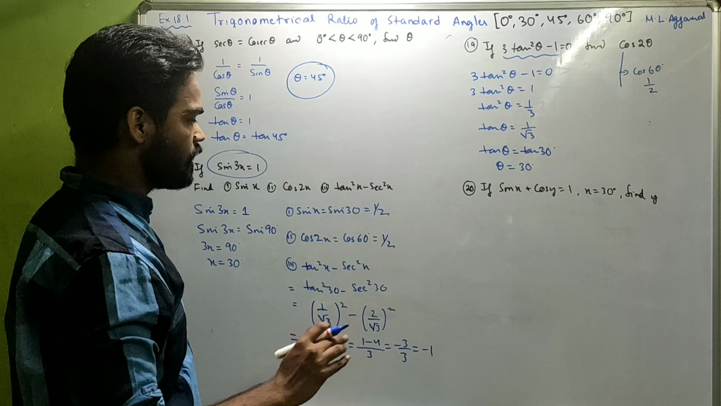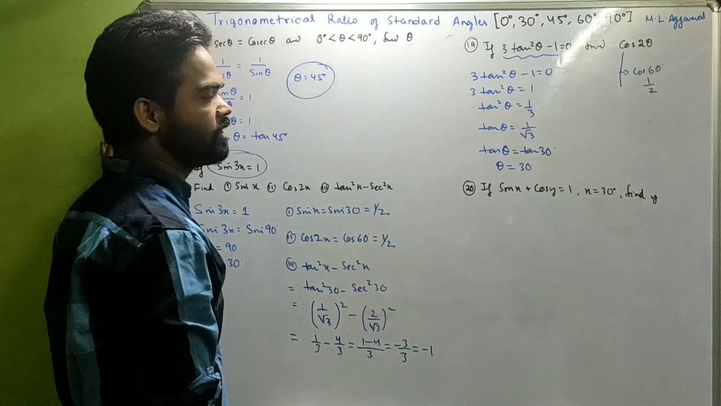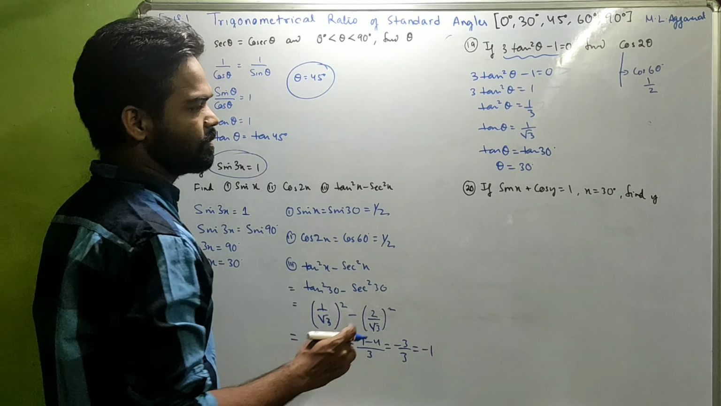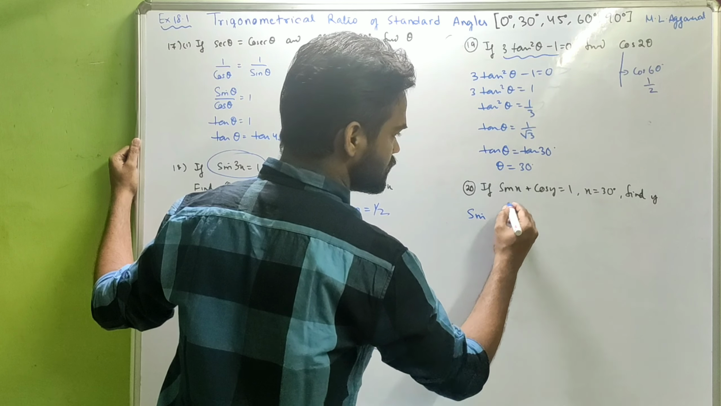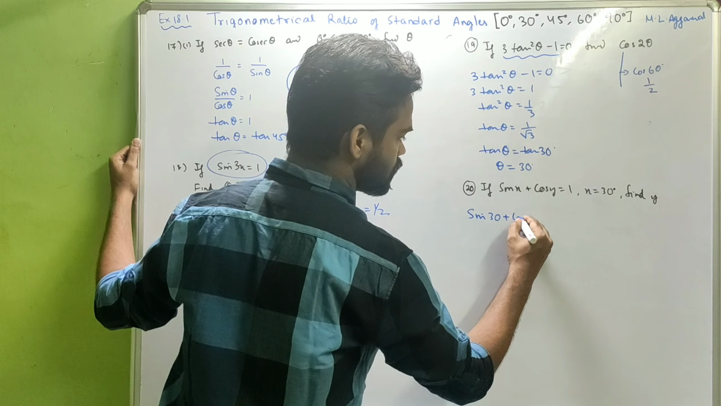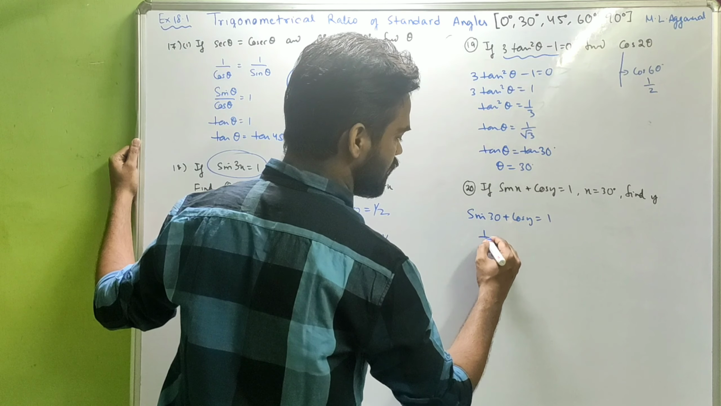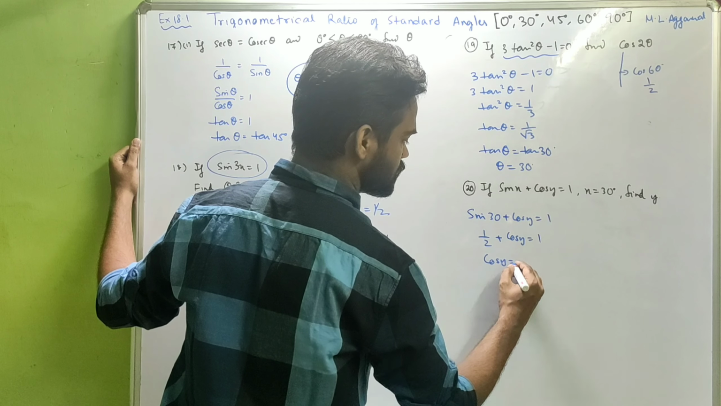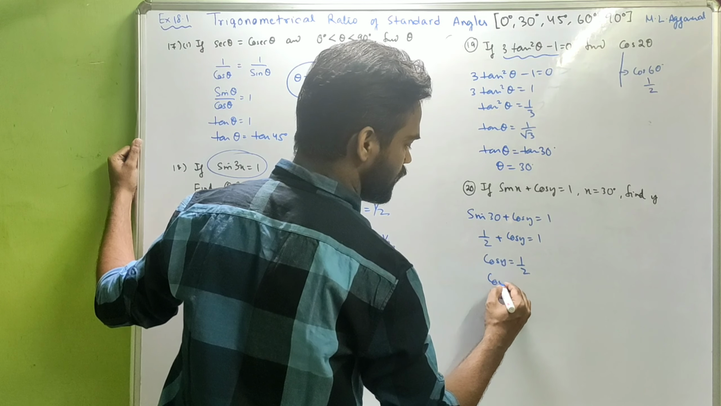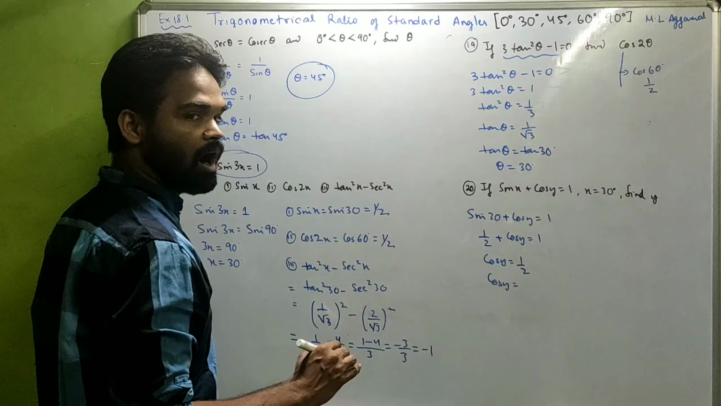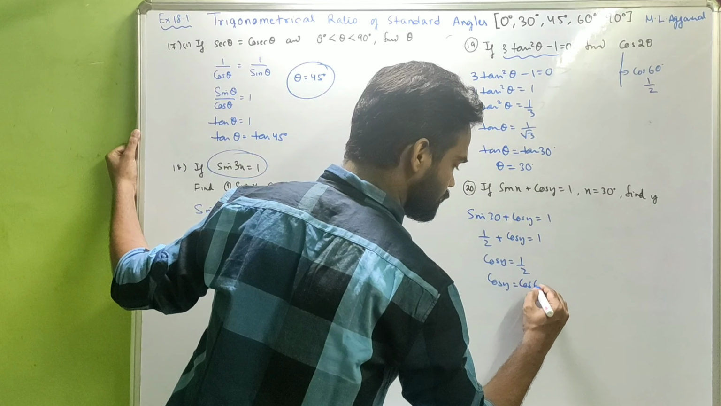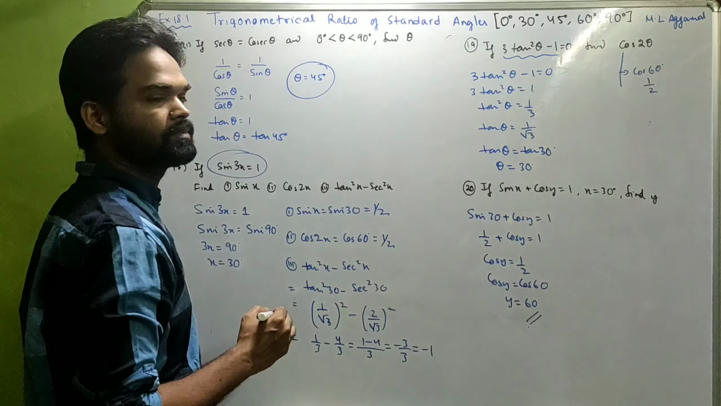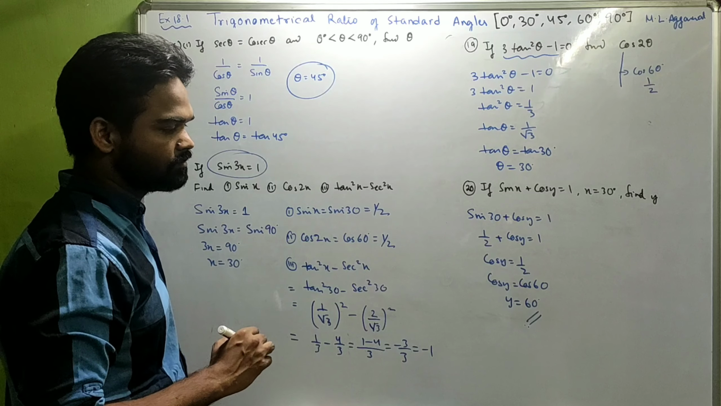Clear? Now, look at this one, number 20. If sin x plus cos y equals 1 and x is 30 degree, find y. Similar way, just put the value. Sin 30 plus cos y equals 1. Sin 30 is half, we know that. Plus cos y equals 1, which means cos y equals 1 minus half, that will be half. Now, when is the value of cos half? At cos 60, which means y is 60 degree. Done.